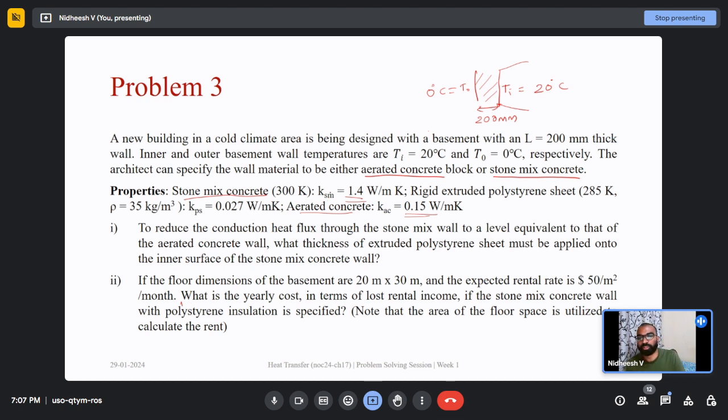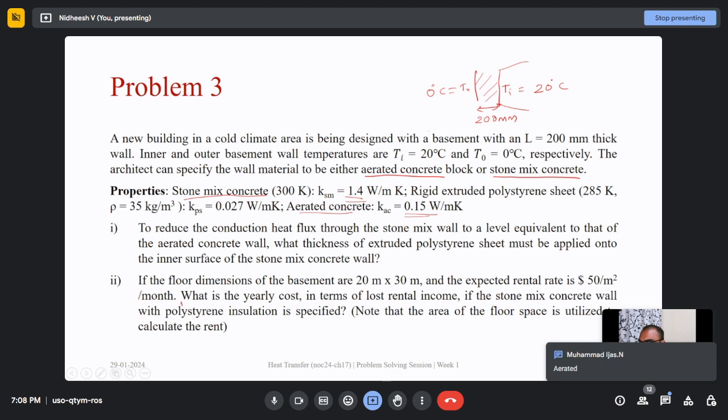Can someone comment on that? Just by looking at the thermal conductivity values of these two materials, can we say which material is preferable purely in terms of reducing the heat loss? Polystyrene sheet, sir. Okay, don't go for polystyrene sheet. Aerated concrete. Yeah, aerated concrete has a very low thermal conductivity, so heat loss would be minimum, right?